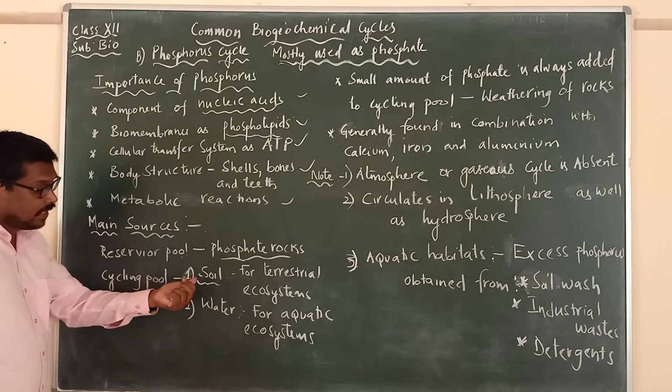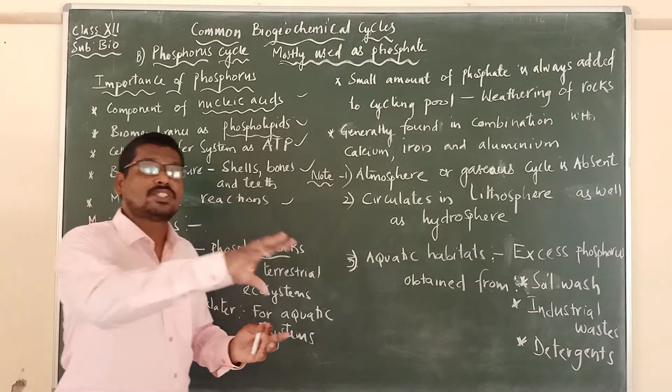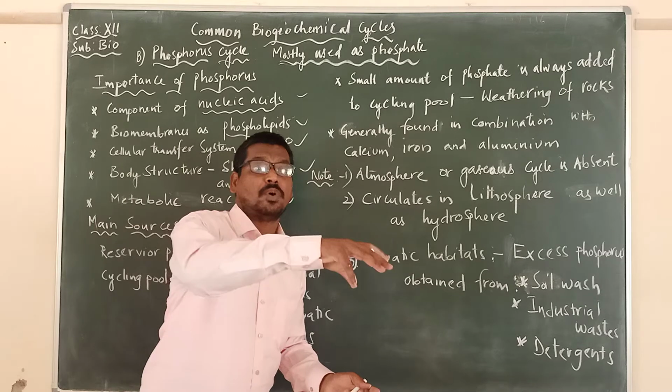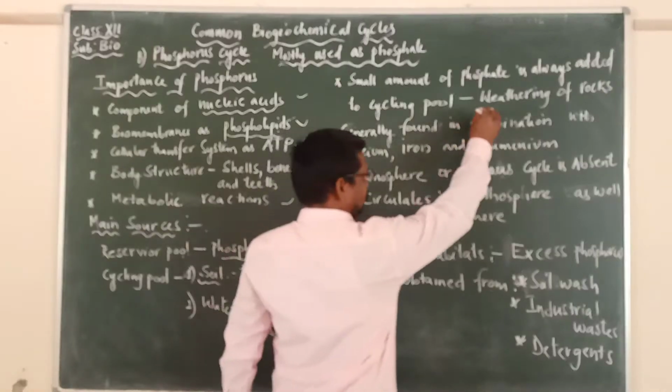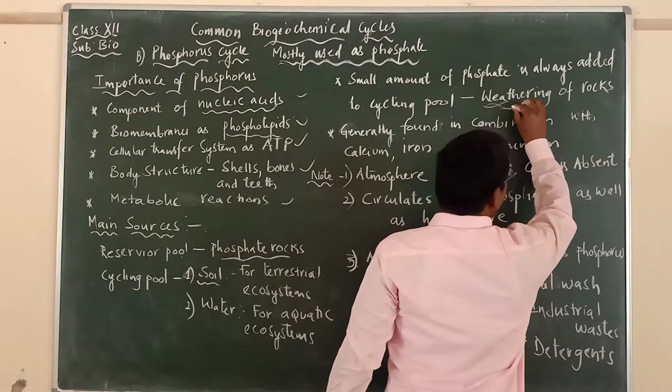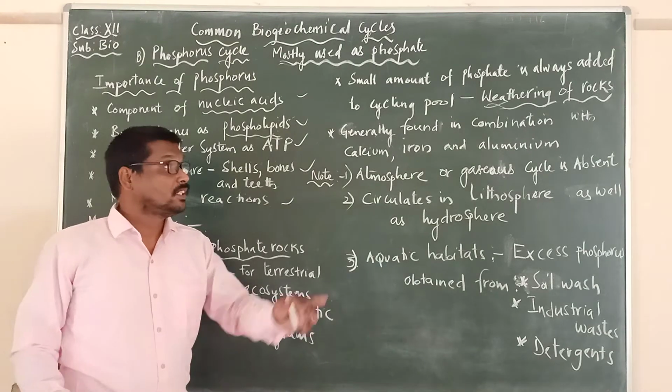Means what? The soil and water. So it is continuously added to the cycling pool. Phosphate is added to the water, and phosphate is added to the soil. How is it added? It is by weathering of rocks, because it is a slow process.